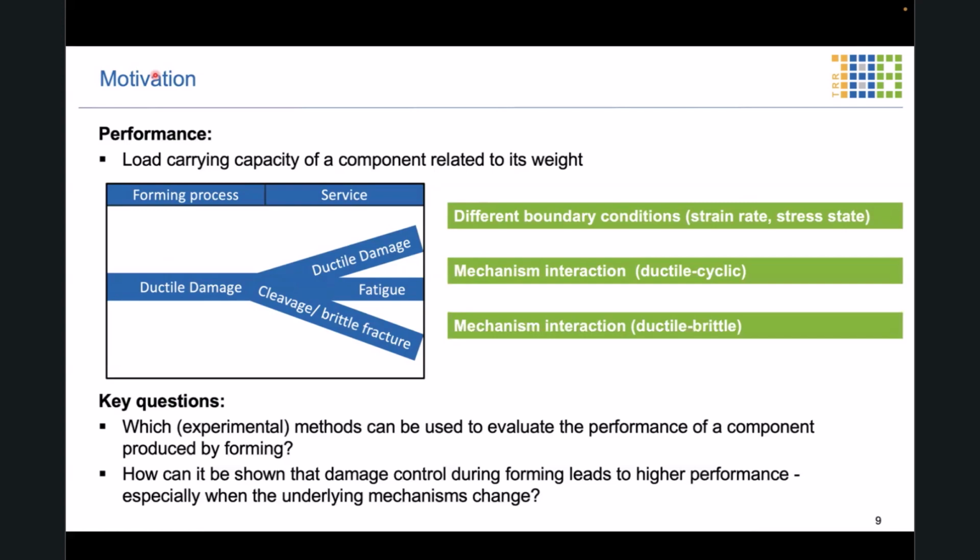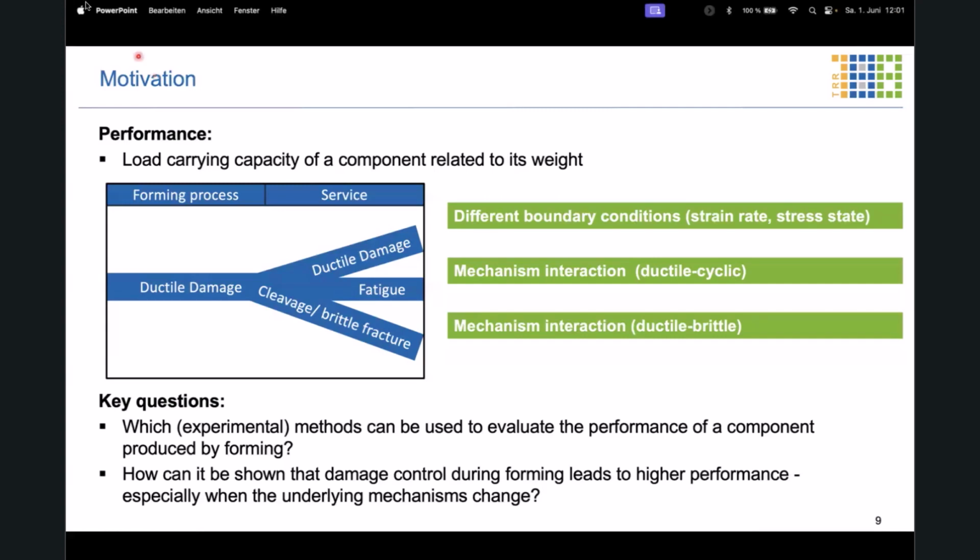Having now this understood, we can ask key questions for which we have to find the answers. And these questions are: with what methods can we evaluate the performance of a component, which is produced by forming processes? And afterwards, how can it be shown that damage control during forming will really lead to a higher performance, especially when the underlying mechanisms change?